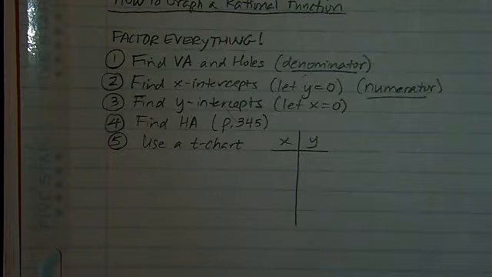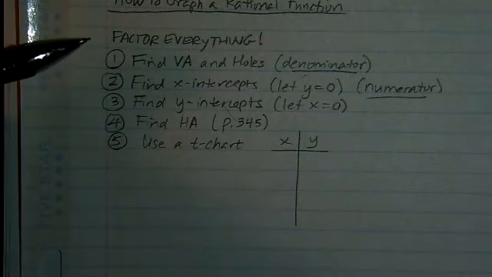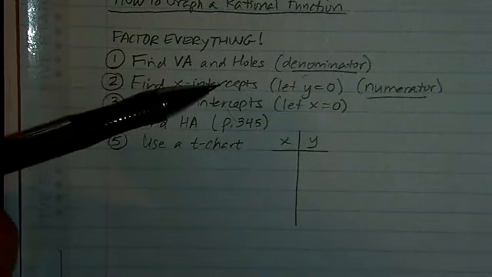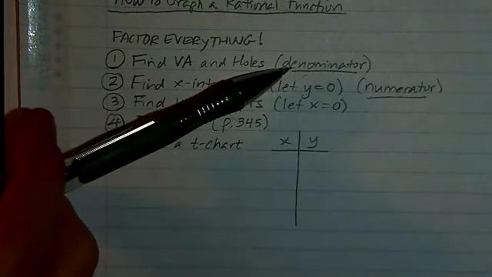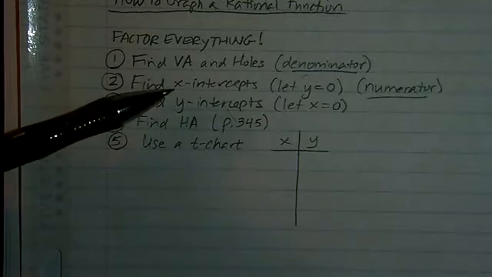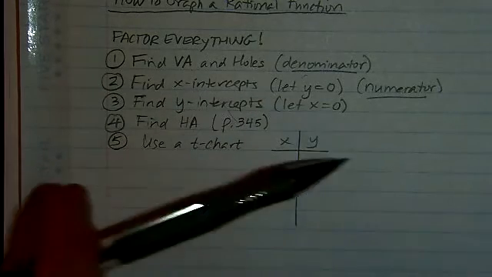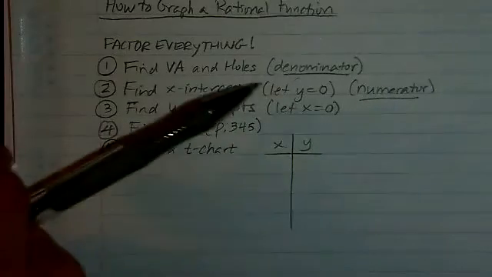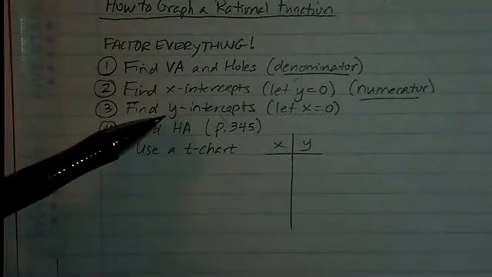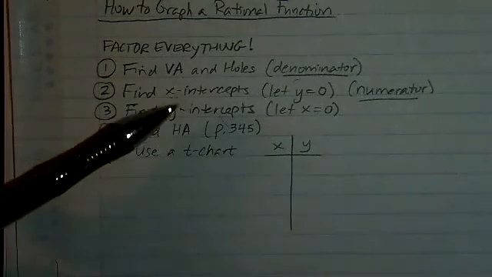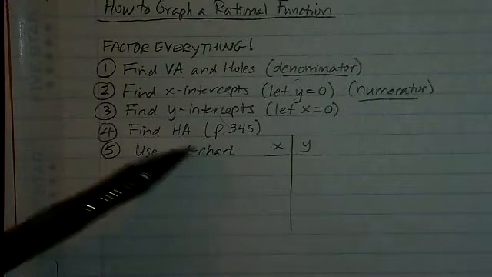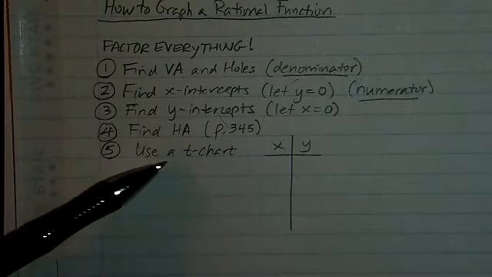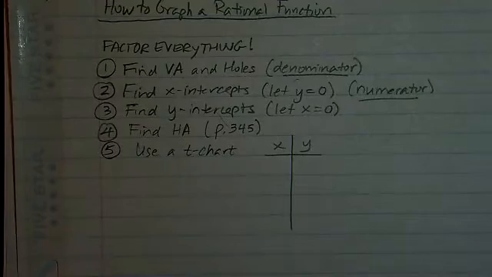I'll just go over these quickly, and then I'll upload this into Google Classroom as well. So factoring everything first. Looking for discontinuities, that would be either vertical asymptotes or holes by checking the denominator of the function after we've factored it. Finding the x-intercepts, letting y equal 0. For a rational function that amounts to looking at the numerator for values of x that make the function equal 0. Then we look at the y-intercepts, we let x equal 0. There should be only one of those. And then we find the horizontal asymptote on page 345 in the book. There's a discussion of the cases that could arise there. And then we use a t-chart to help us find additional points on the graph.